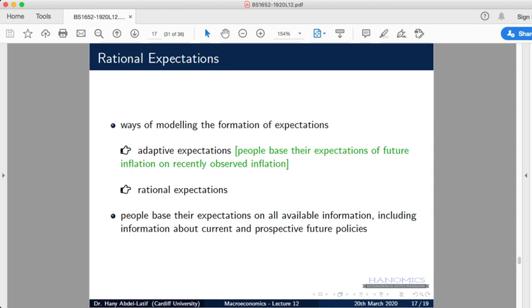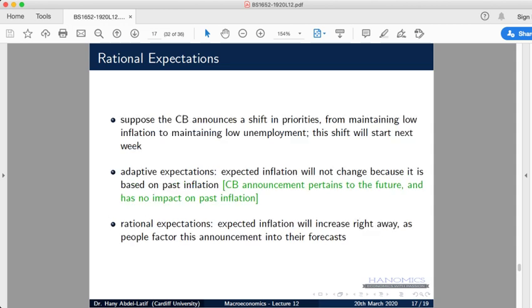So if there's a change in policy that tries to achieve something or change inflation, and it was announced and people see that coming, then they will adjust their expectations regarding the future inflation rate, taking into consideration what has changed. As an example, suppose that the central bank announced a shift in priorities from maintaining low inflation. They were focusing on inflation in the past, but now they want to maintain low unemployment, which means obviously they will tolerate some higher level of inflation rate.